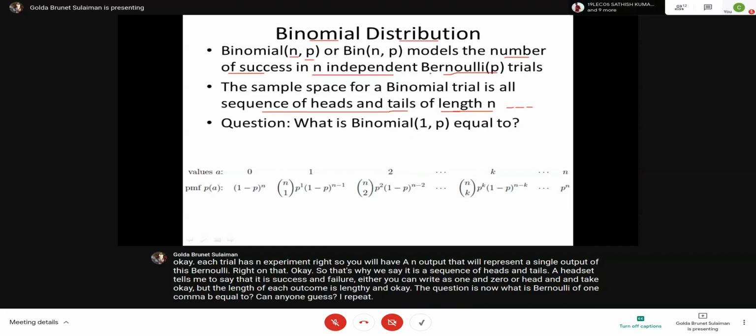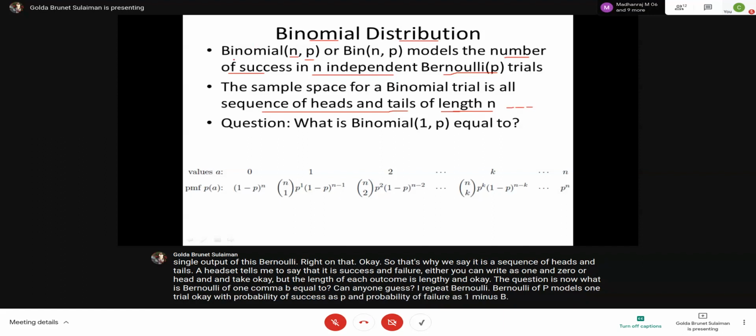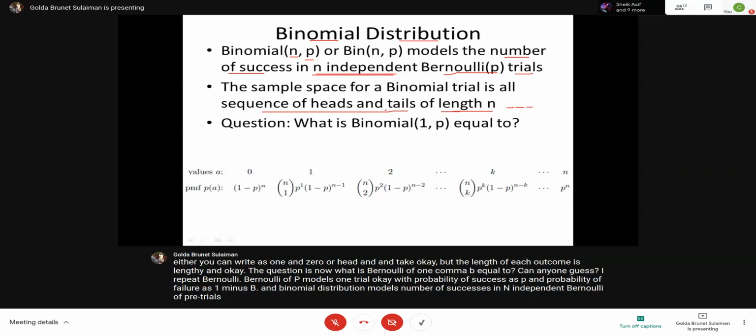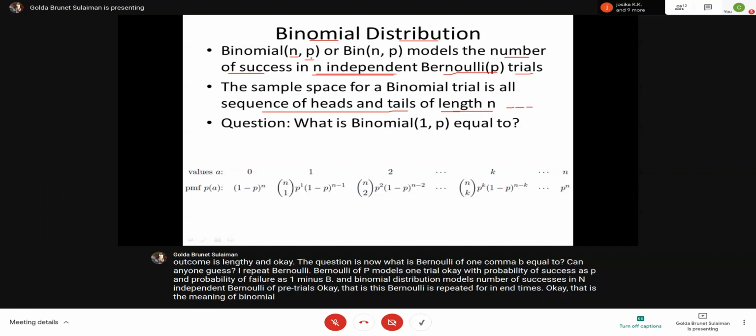I repeat, Bernoulli of p models one trial, with probability of success as p and probability of failure as 1 minus p. And binomial distribution models the number of successes in n independent Bernoulli of p trials. That is, this Bernoulli is repeated n times. That is the meaning of binomial of n comma p. Now, what will be binomial of 1 comma p equal to?